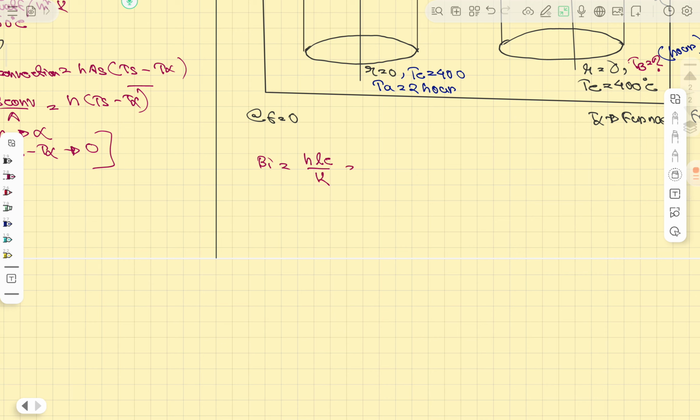So what I want to say in this problem, the Biot number is infinity, so 1 by Biot number is 0. So the lumped system analysis cannot be used.